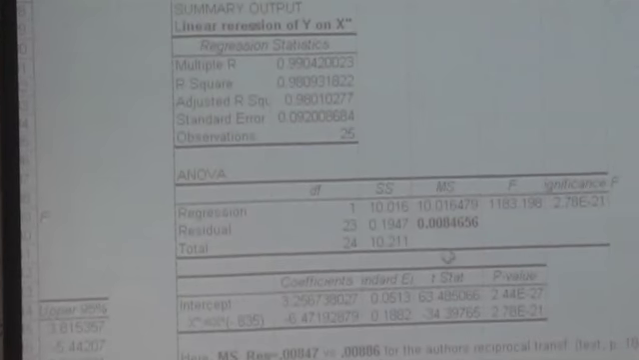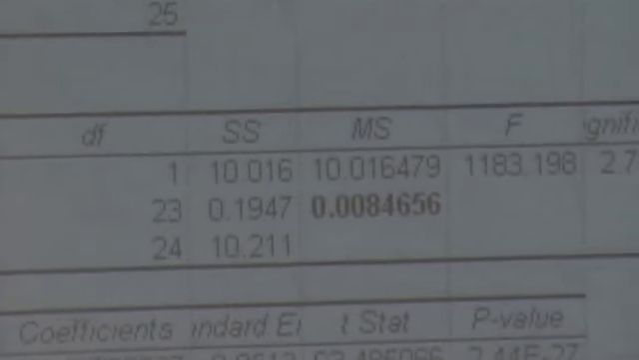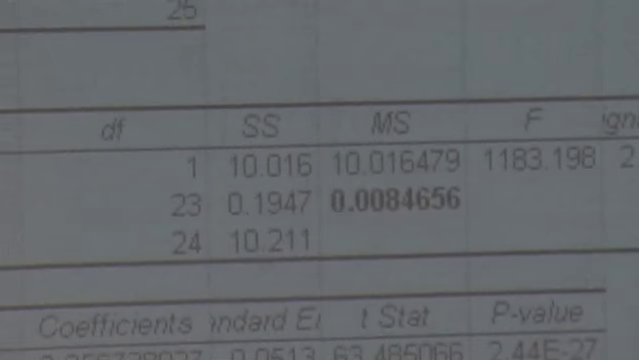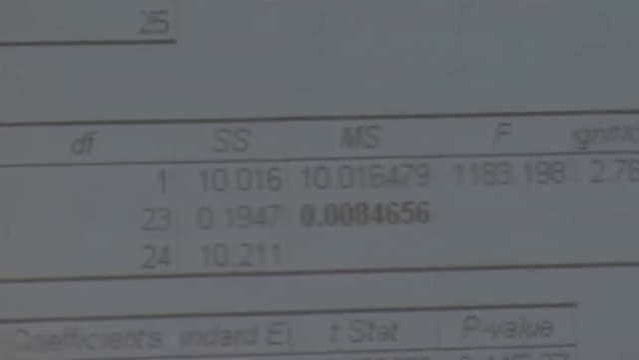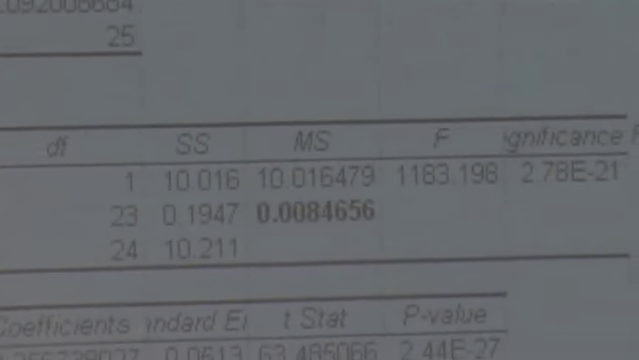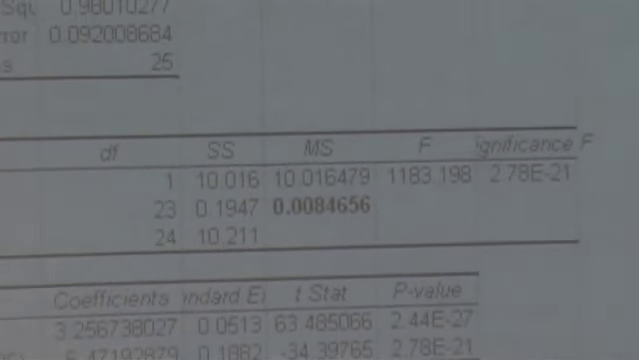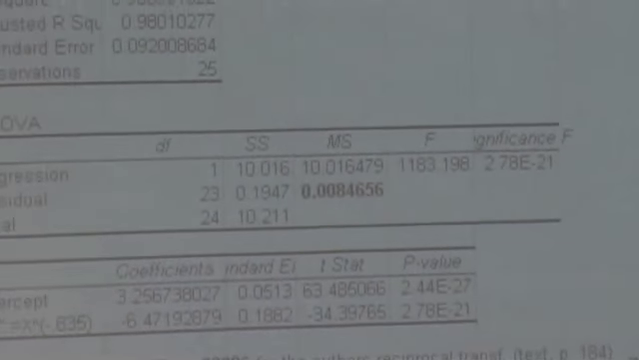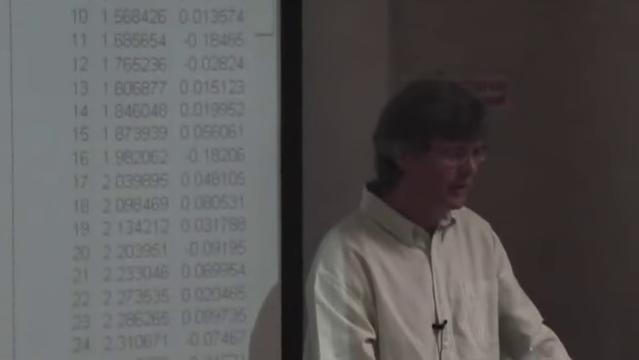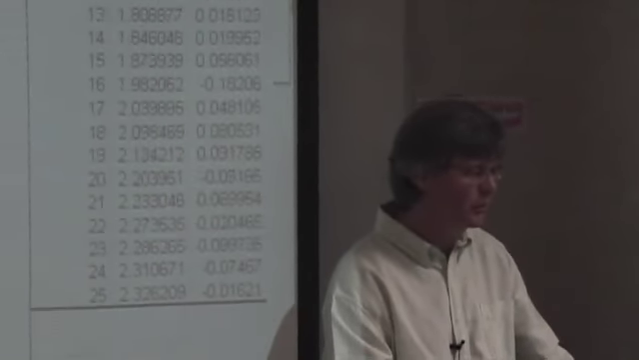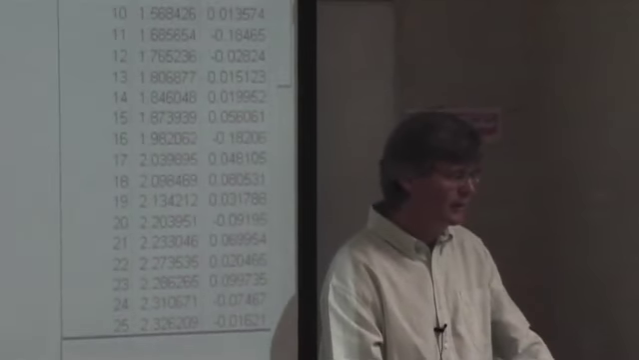I got a mean square of 0.00846. Here, MS res is 0.00847 versus 0.00886 for the Alder's reciprocal transformation. So I'm saying I got a better result. It really is a closer fit. Here are the two pictures of the fit. I'm trying to get the best fit.